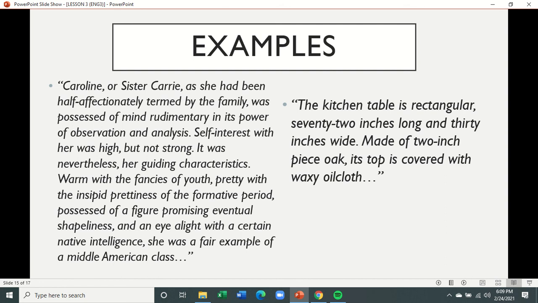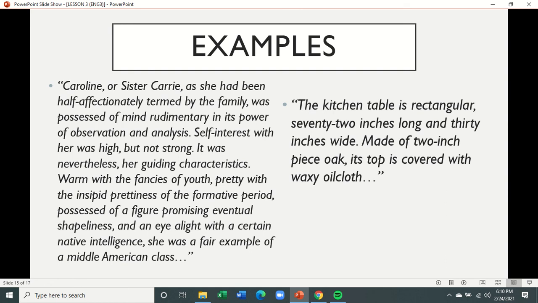But looking at the other example about Caroline or Sister Carrie, everything was added up already. You have their strength, you have their youth, prettiness, possessed, what else? Intelligence. Those words will make your text already subjective, because what is strong to me might not be strong to you.